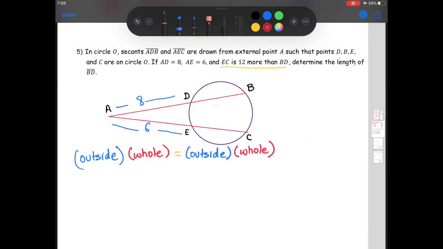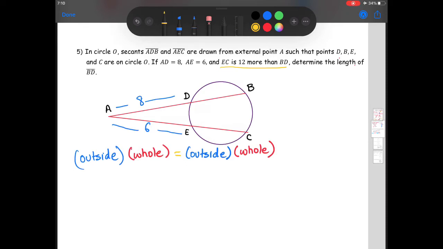For number 5, we have to draw the picture. I already drew the picture, and let's read what it's saying. In circle O, secants, remember, secants intersect the circle at 2 points, ADB and AEC are drawn from an external point A such that points D, B, E, and C are on the circle O. The lengths of AD and AE are given to us, and I wanted to interpret this with you. It says EC is 12 more than BD.